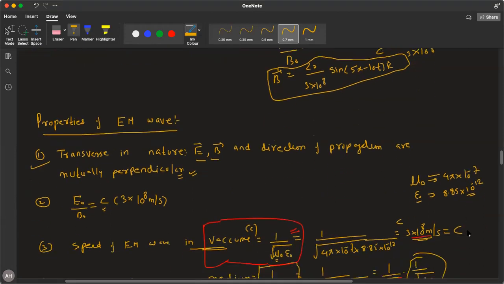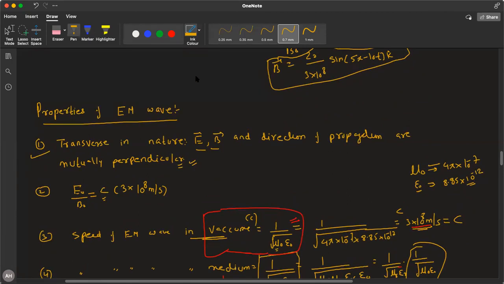So if you want to calculate the speed of electromagnetic wave in vacuum, its speed is 1 by root over mu naught epsilon naught. Mu naught we know is 4 pi into 10 raised to minus 7, and epsilon naught is 8.85 into 10 raised to minus 12. So when you work it out, the whole thing comes out to be 3 into 10 raised to power 8 meter per second. This is the speed of electromagnetic wave in vacuum.